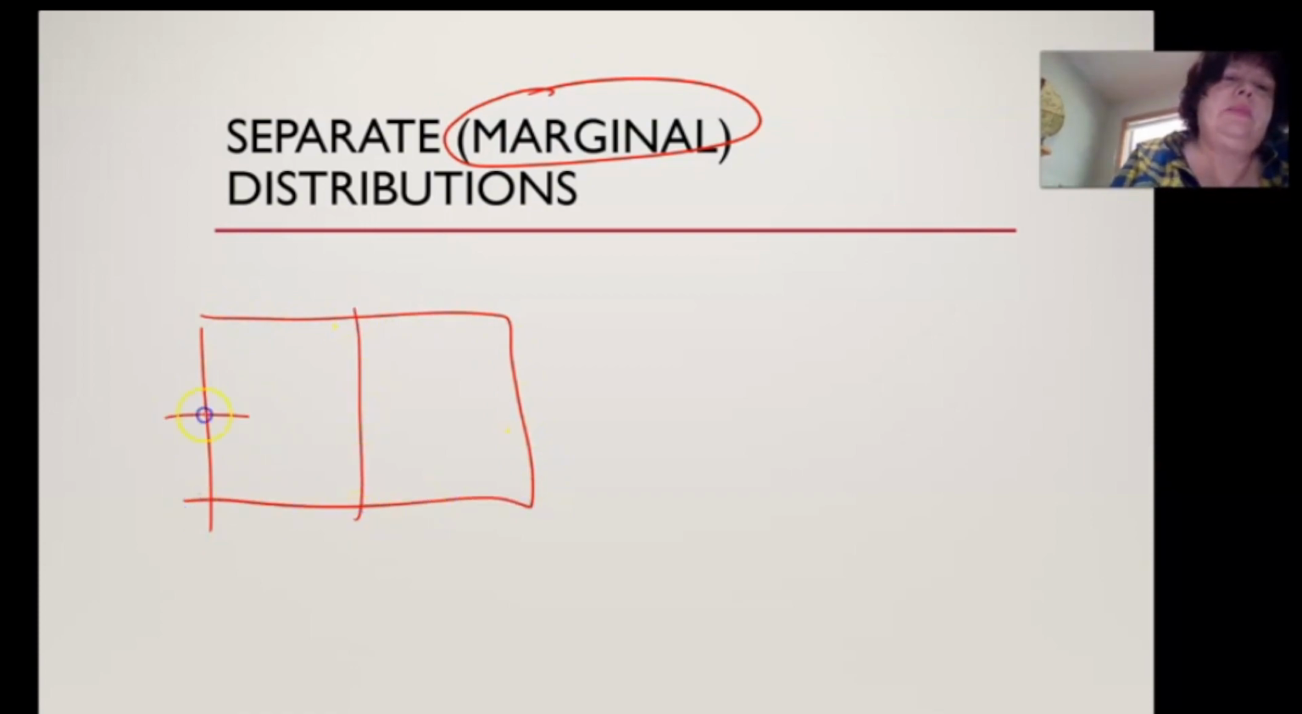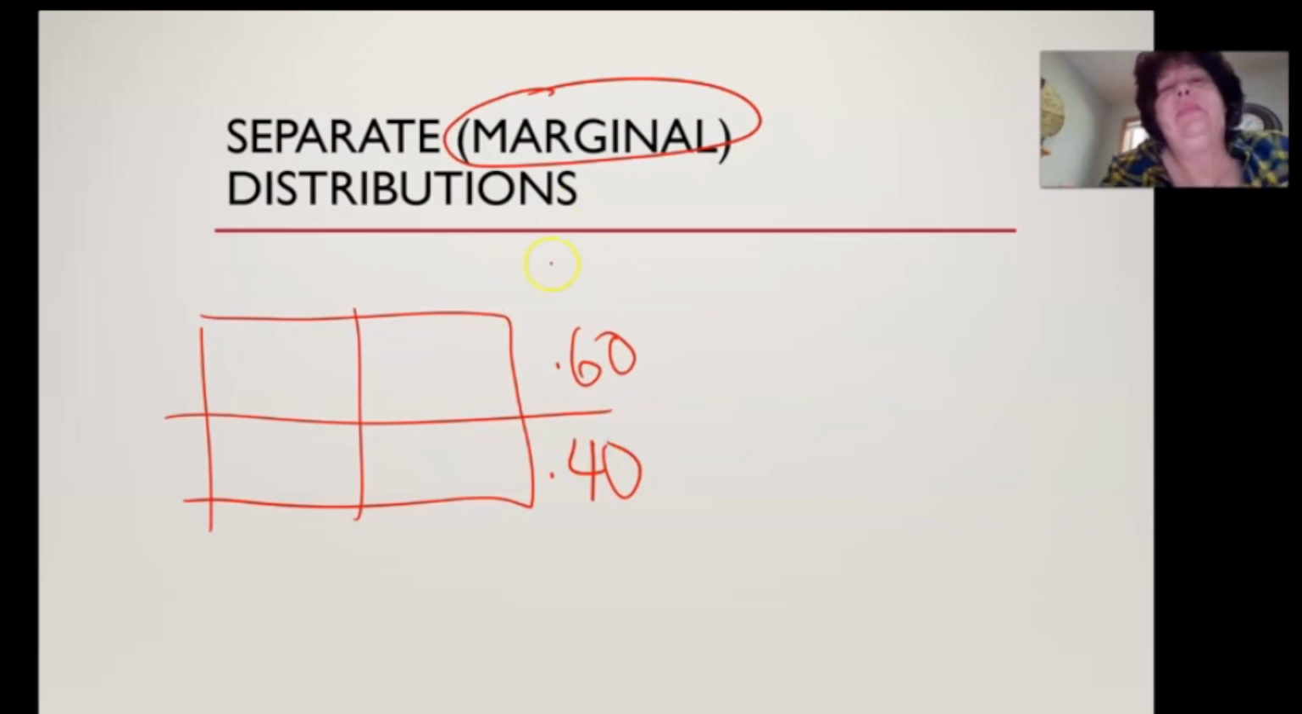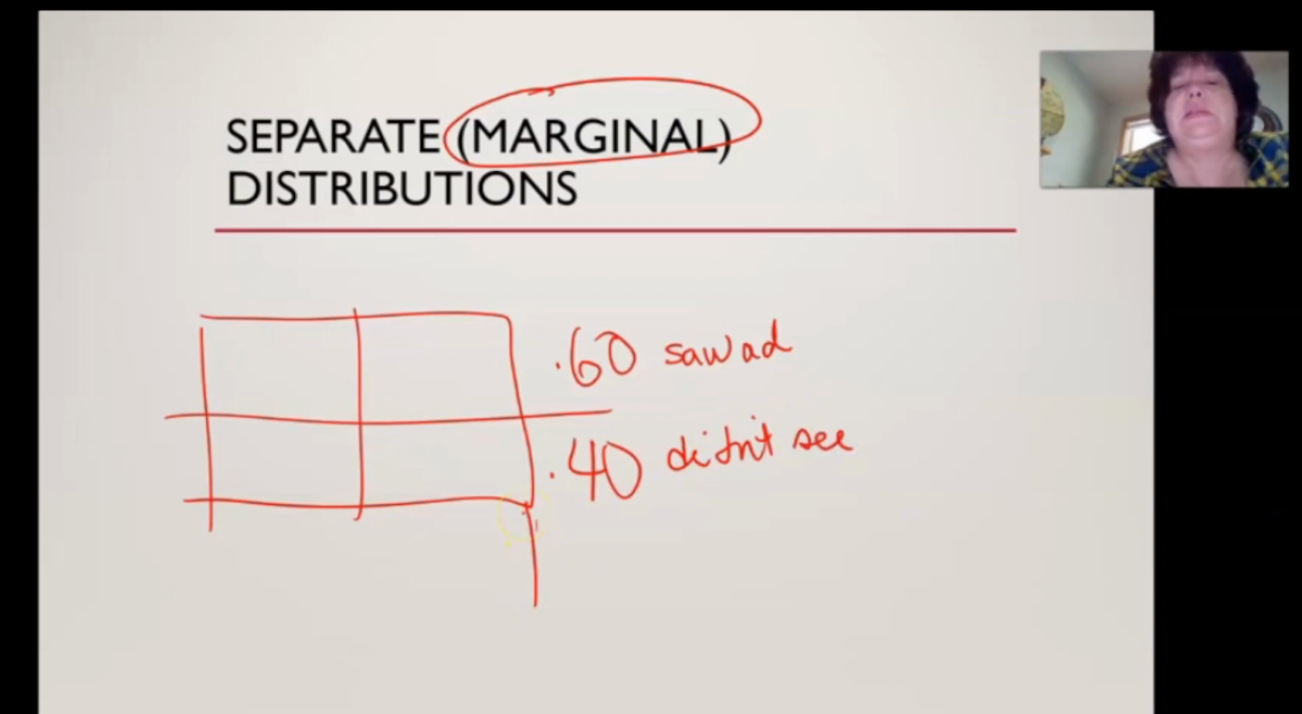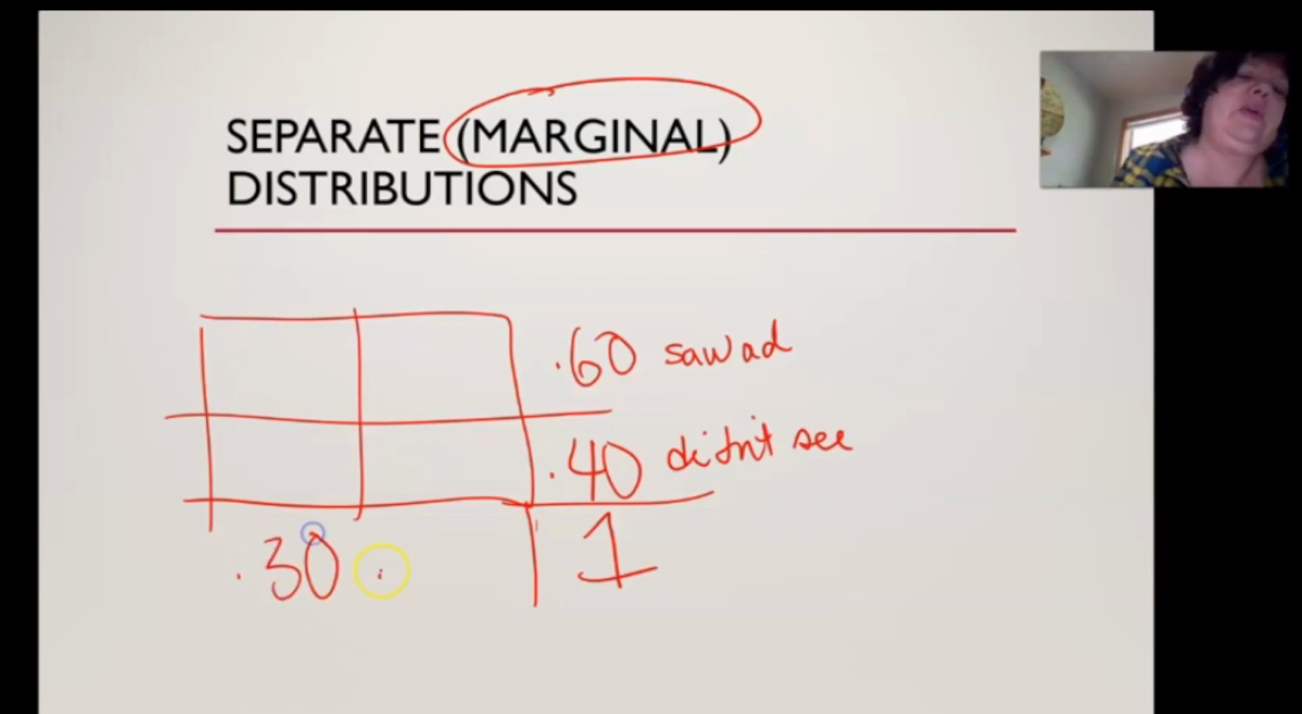We had 60-40 out here, and that was adding up all the people who saw the ad and the people who didn't see the ad. And that's its own distribution. It's sitting out in the margin. It adds up to 1. It's its own distribution. And then you see a 30-70 variable there.